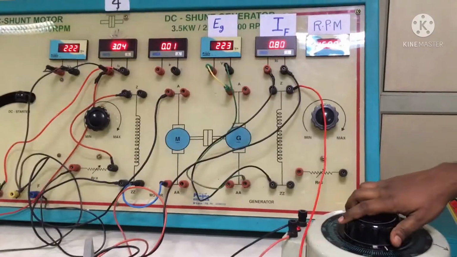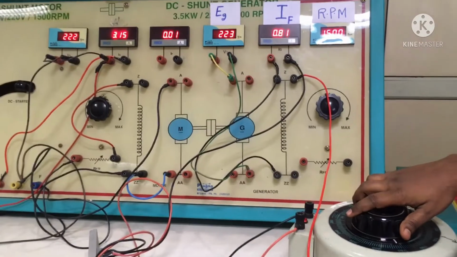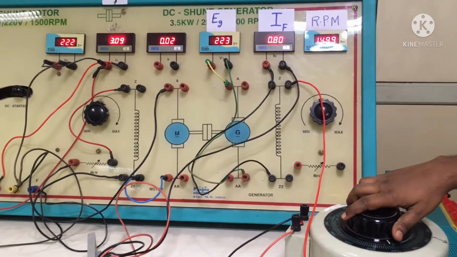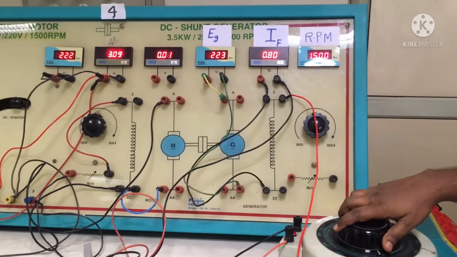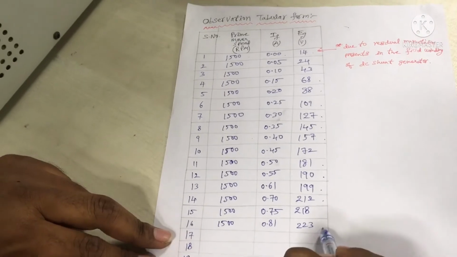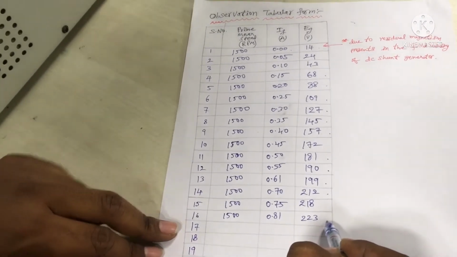We have increased the field winding current to 0.81 amperes. At this condition, voltage across the armature winding terminals is 223 volts. We have noted down the values here. Again, we are increasing the field winding current.